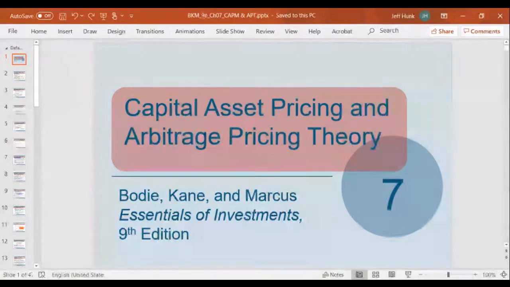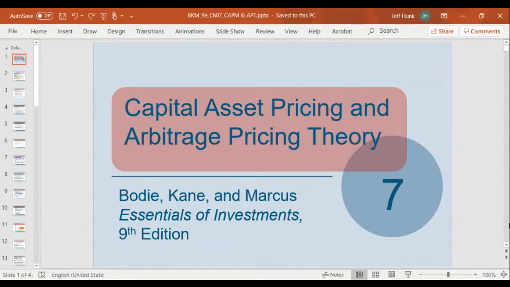So we're now moving on to the CAPM and APT. Now, CAPM is already a topic that was discussed in Finance 100, which stands for Capital Asset Pricing Model. And we pretty much understand. You already learned the basic structure and the equation of CAPM.